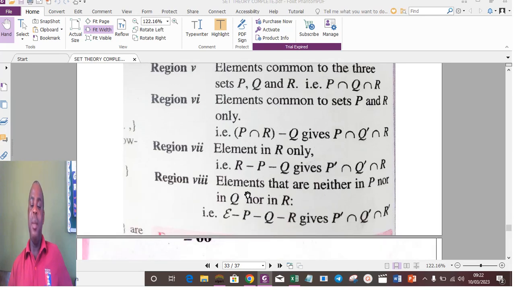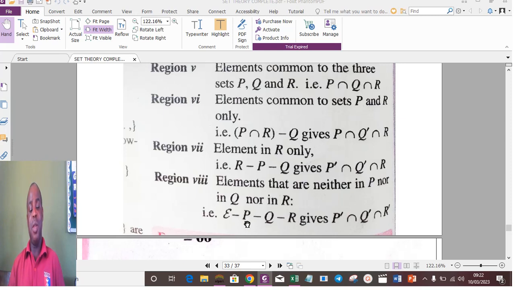And then elements that are neither in P nor Q or R. So that means the universal set minus P minus Q minus R. You know, I told you that complements mean elements in universal set but not in the given sets. Here we have 3 sets given, P, Q and R. So we want to find the elements that are not common to the 3 of them. So write this in this form.